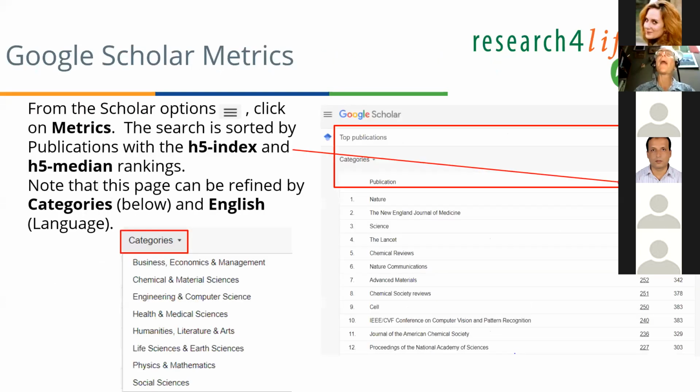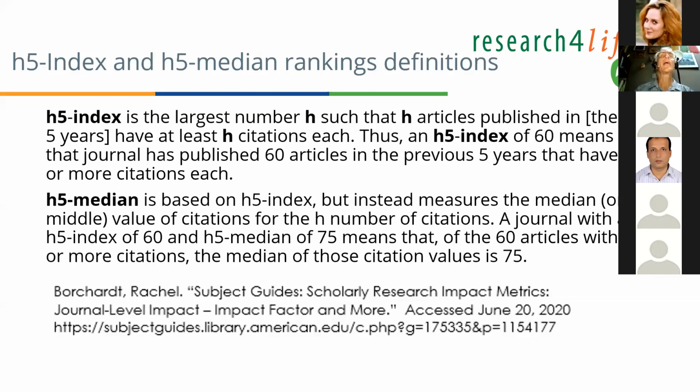So if you go back here, you see that Nature in 5 years has 368 articles that have been cited 368 times, and the middle number was 546 citations.